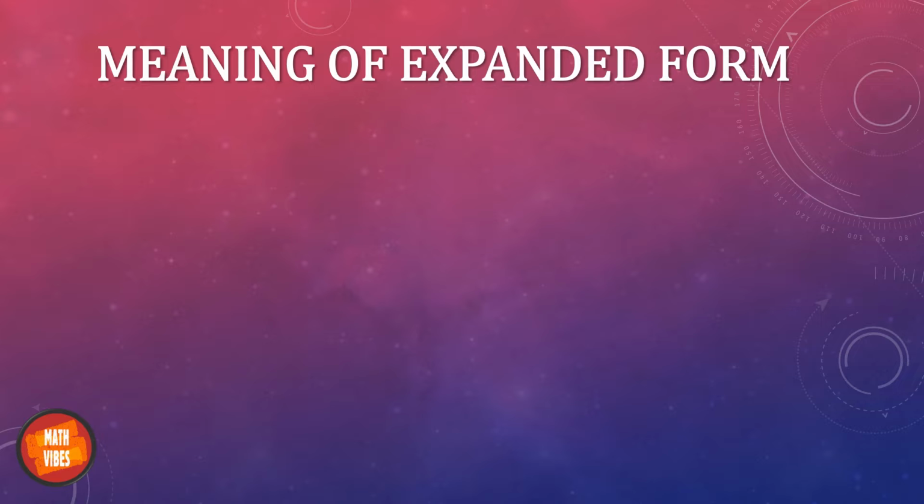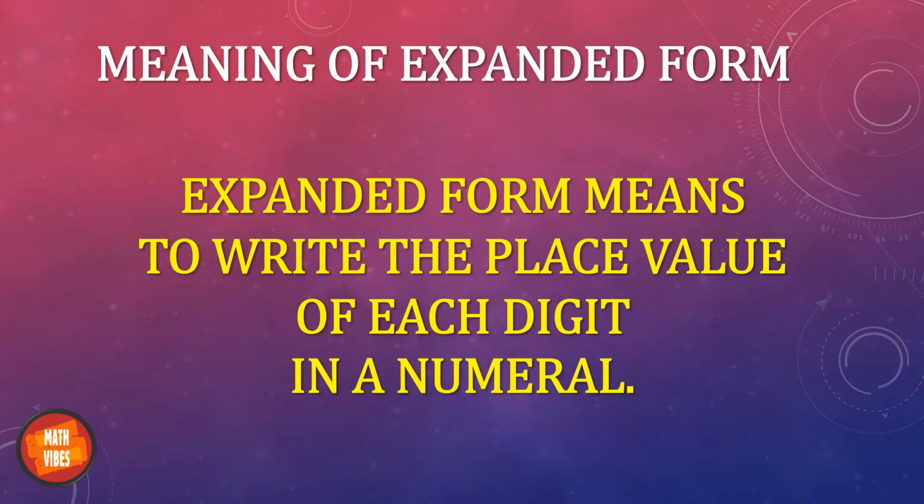So in maths, the expanded form is also when we write down the numbers in a bigger form. Okay, when we write down exactly how the number has been made. So the mathematical definition will be that expanded form means to write the place value of each digit in a numeral.